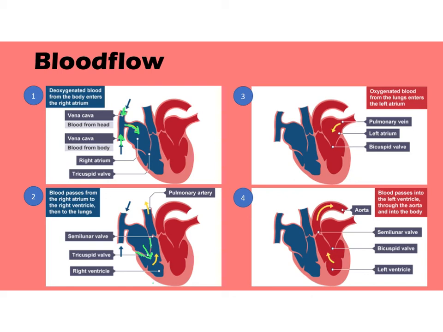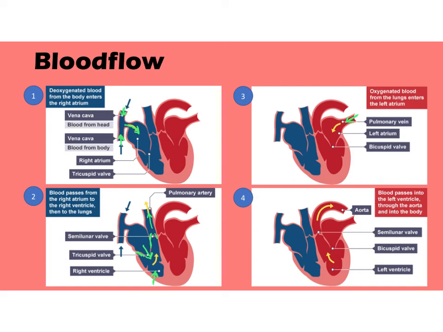The right ventricle will then contract. The semilunar valve will open, and the blood will be pushed into the pulmonary artery and taken to the lungs, where it gets oxygenated. The semilunar valve closes once the blood has been pushed out to prevent backflow. Step 3, oxygenated blood comes from the lungs and enters the left atrium via the pulmonary vein.